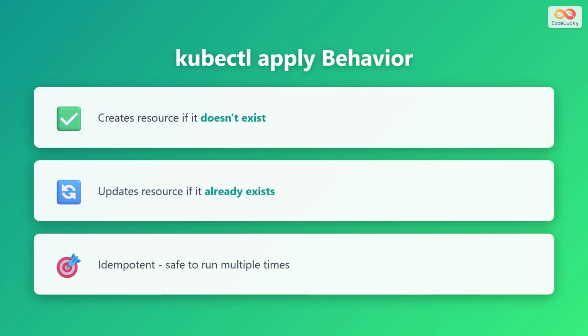Kubectl apply behaves very differently. First, it creates the resource if it doesn't exist. Second, it updates the resource if it already exists. And third, it's idempotent, meaning it's safe to run multiple times. You can apply the same configuration repeatedly without errors, making it perfect for automation and continuous deployment.